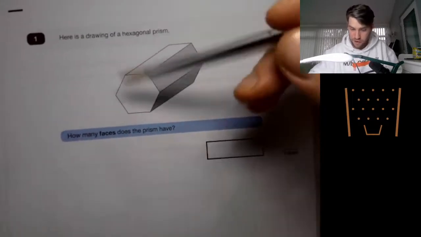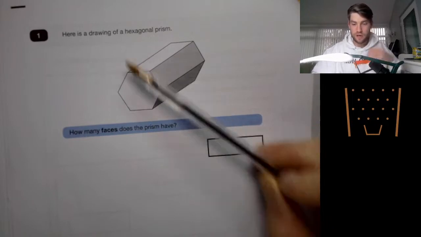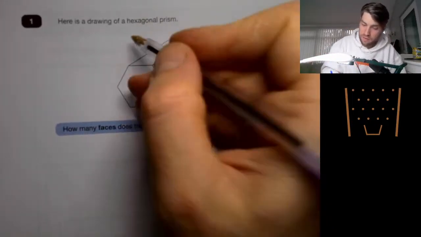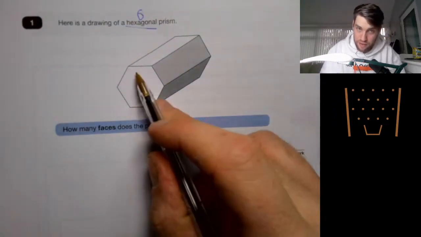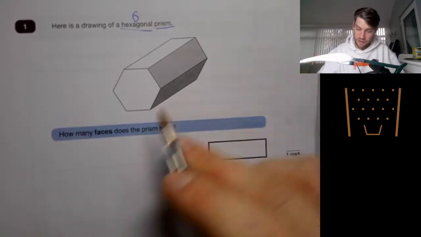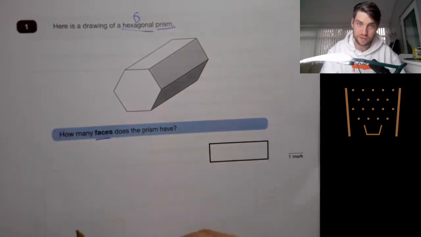So, first question. Here's a drawing of a hexagonal prism. I'll go a little bit closer on the camera so you can get a good view. Hexagonal, basically think 6 sides, okay? Hexagonal because it's a hexagon at the front. It's a prism. That means it is 3D. So, hexagonal prism, how many faces does the prism have?